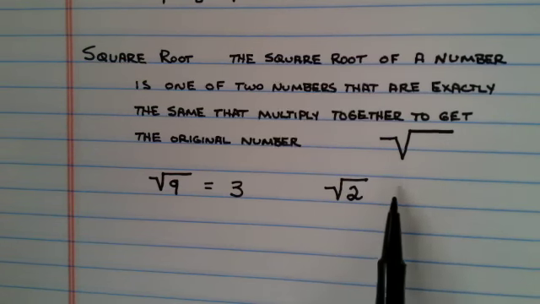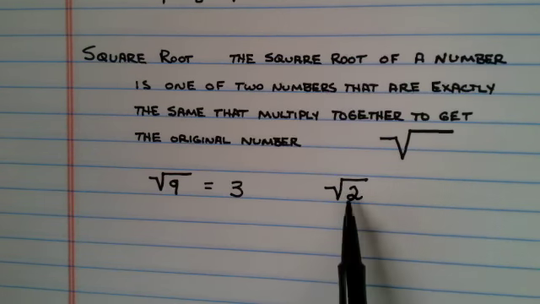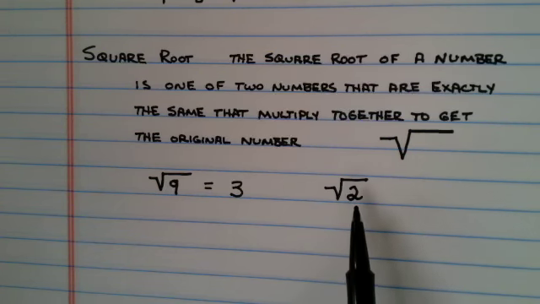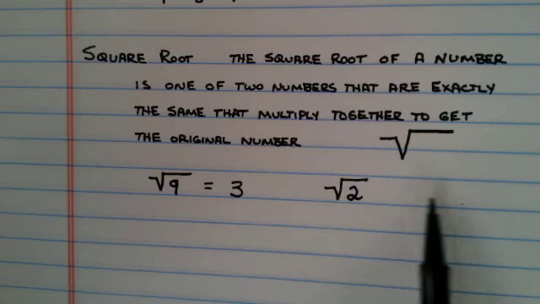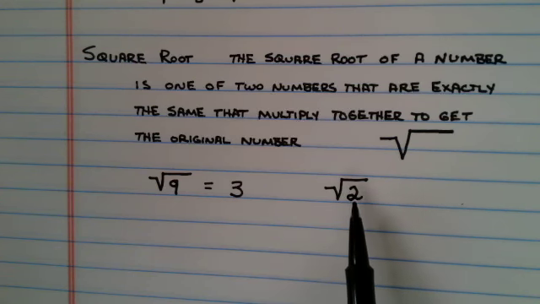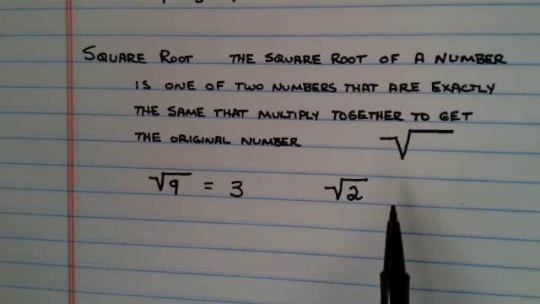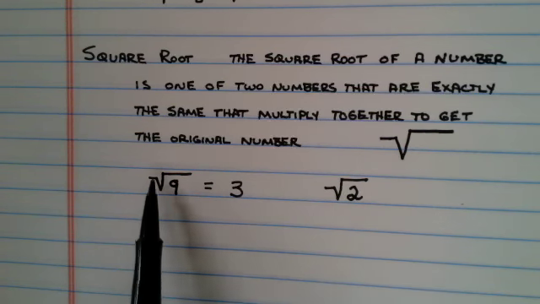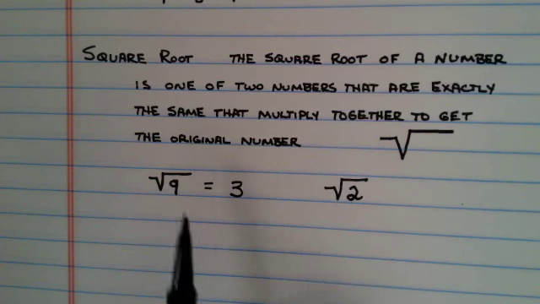Are there two numbers that are exactly the same that when I multiply them together I get 2? Well, 1 times 2 is 2, but I'm looking for two numbers that are exactly the same. 1 times 1 is 1. There are no two numbers that are exactly the same that multiply together to give you 2. So only certain numbers have square roots.